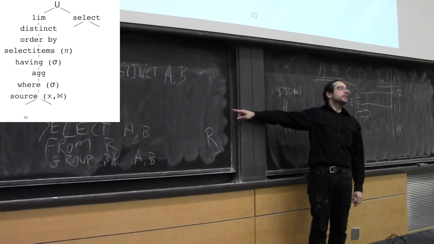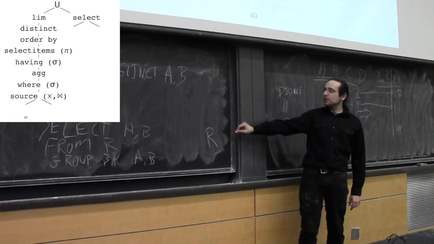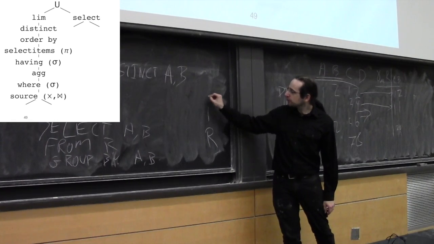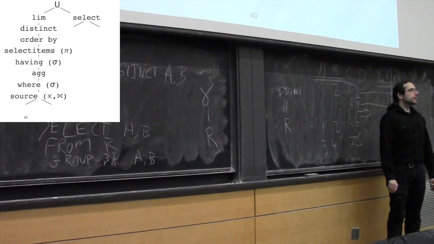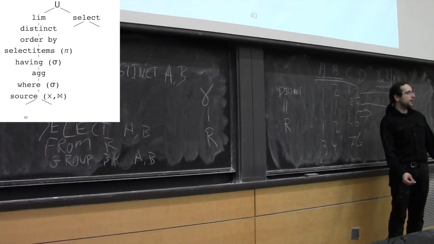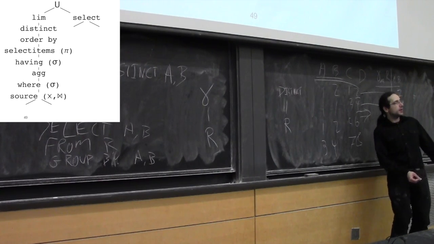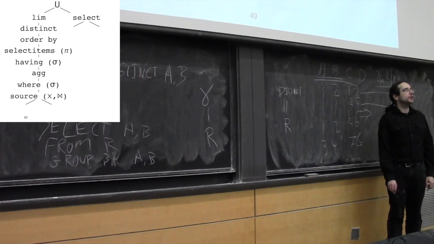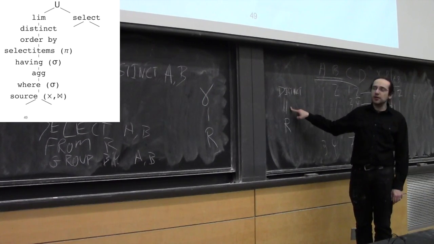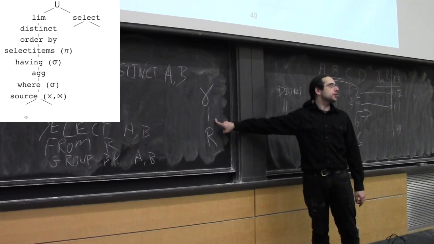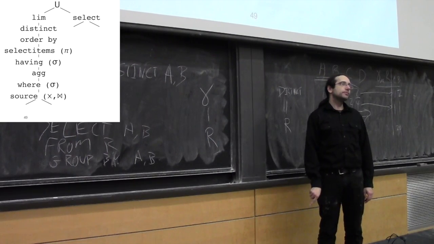Aggregate. Do we have an aggregate? Yes. Group by. Yes, we do. We have a group by. So we have a group by aggregate. Do we have a having? Nope. Select items? Nope. Order by? Nope. In fact, we have pretty much nothing of that entire tree. All right. So we have one relational algebra tree. We have another relational algebra tree.